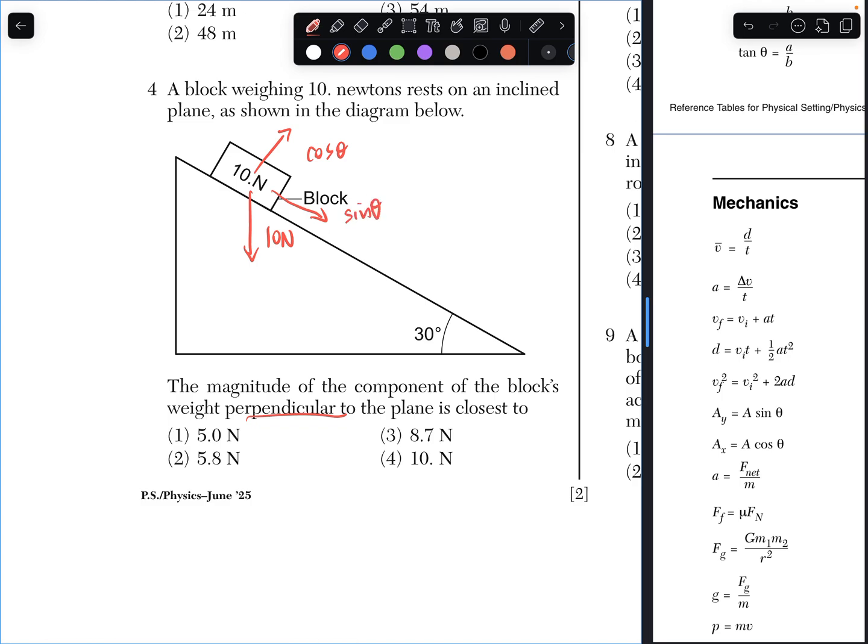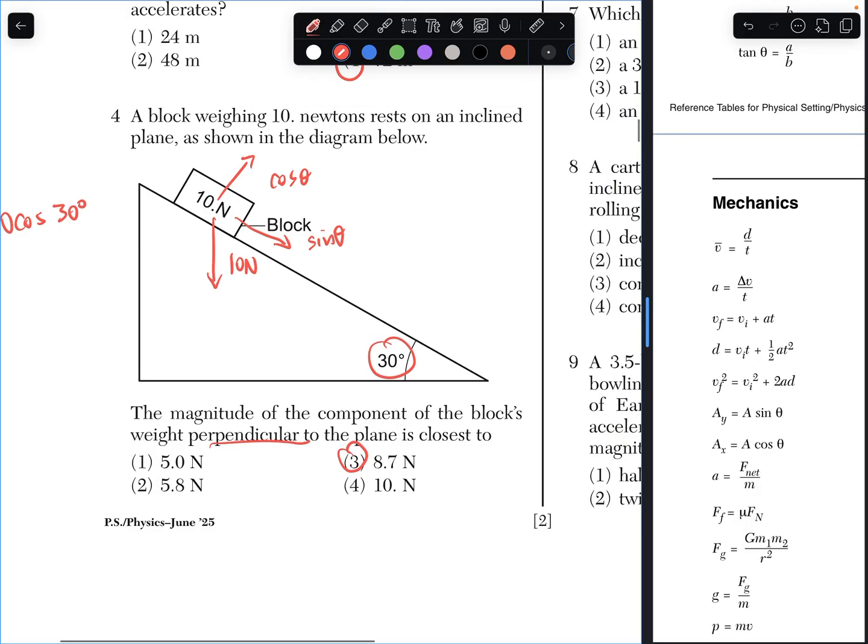And why this works, it's a little bit of a trick, and I don't really want to go over that right now. So yeah, it's going to be 10 times cosine of the angle to the horizontal. So it would be 30 degrees. So 10 cosine 30 degrees. And as you're solving this, make sure your calculator is in degrees mode. And you should get 8.66, which is closest to 8.7.